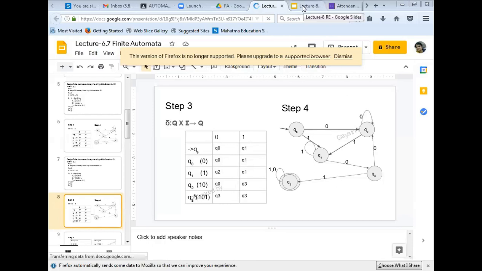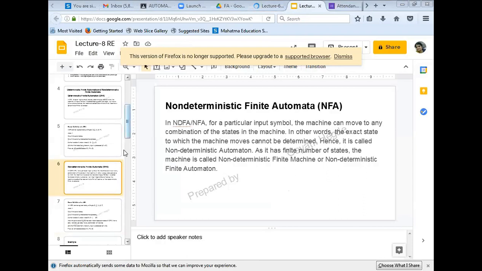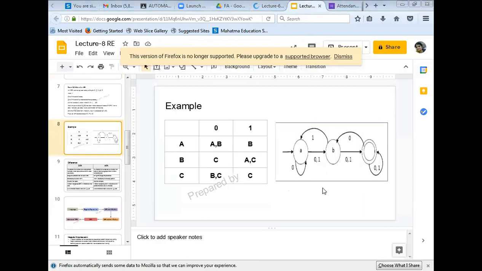But what happens in non-deterministic is, we'll see this example. See this A, B, and C. I have missed this C here. A, B, C. What is the transition of A on 0? Students, what is the transition of A on 0? It is A and B, right? There are more than one state it is moving to.